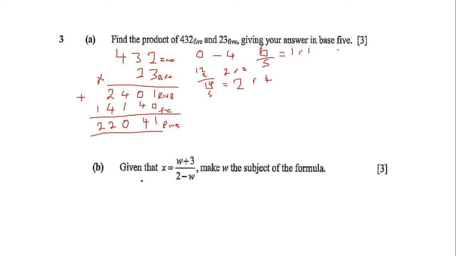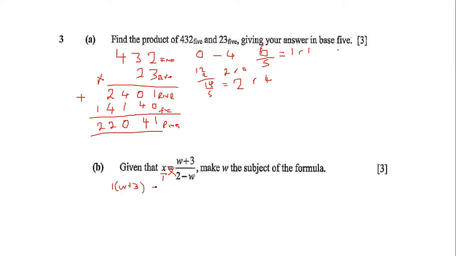Let's look at B. They are saying, given that x is equal to w plus 3 over 2 minus w, make w the subject of the formula. So first things first, this one will just be over 1. Then you cross multiply here. Whenever you see a fraction being equated to a fraction, it's cross multiplying. Since we are making w the subject of the formula, this one will be 1 multiplying with w plus 3.